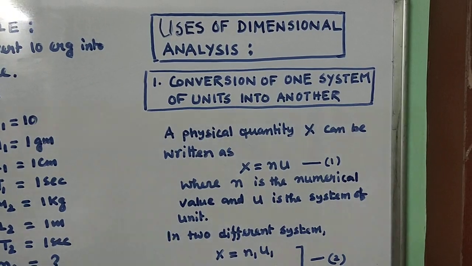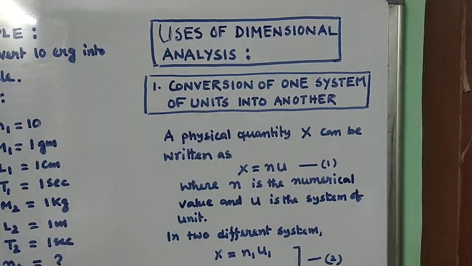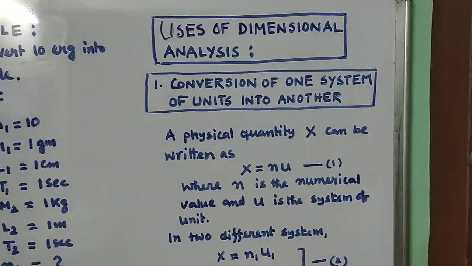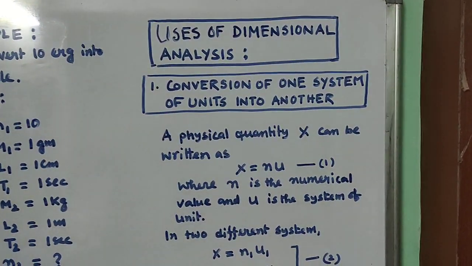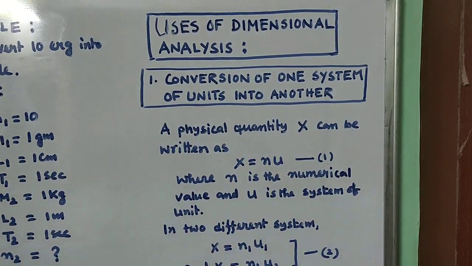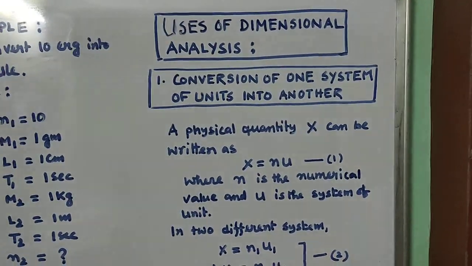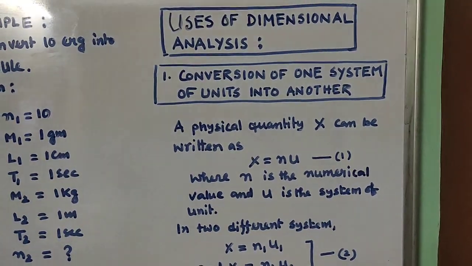Now if you want to define the dimension of any physical quantity, you must have to... physical quantity in the sense the derived physical quantity. Otherwise the fundamental quantities are the same, no, mass, length and time. But if you have to express the derived physical quantity in terms of dimension, then you have to use the formula.